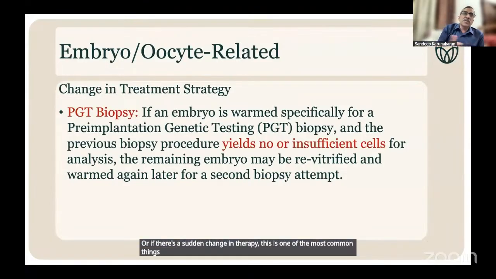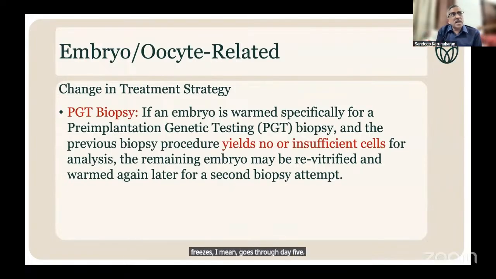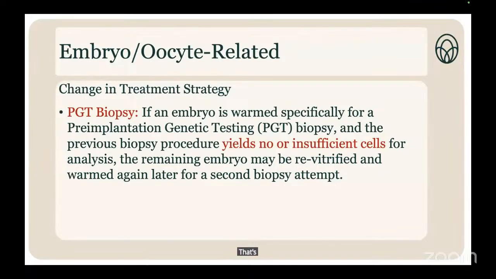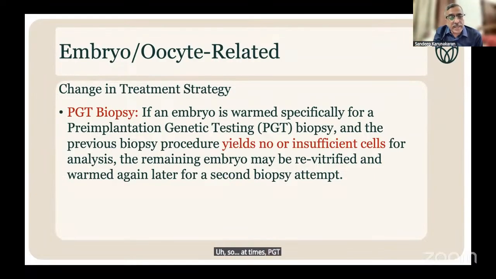A patient comes in for IVF, goes through day 5. They say, yes, we'll freeze the embryos. And later they decide they want PGT on the embryos. Or they do PGT on, let's say, 2 out of the 5 embryos and both come aneuploid. So what do you do? The other 3 embryos are still in the freezer. So at times, PGT itself is an indication to do a revitrification.